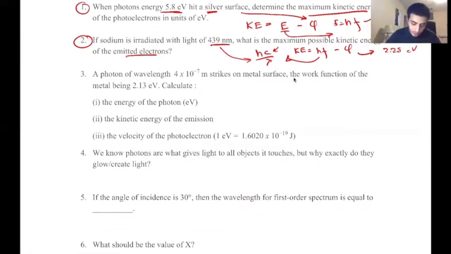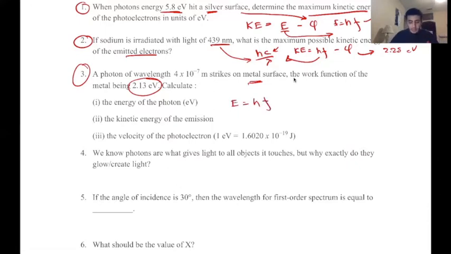Okay, so for number 3, this one is a multi-step question. A photon of wavelength 4 times 10 to the negative 7 meters strikes a metal surface, and the work function is given here, 2.13 electron volts. So the first thing you have to do is calculate the energy of the photon. And this is pretty straightforward: Planck's constant times the frequency.